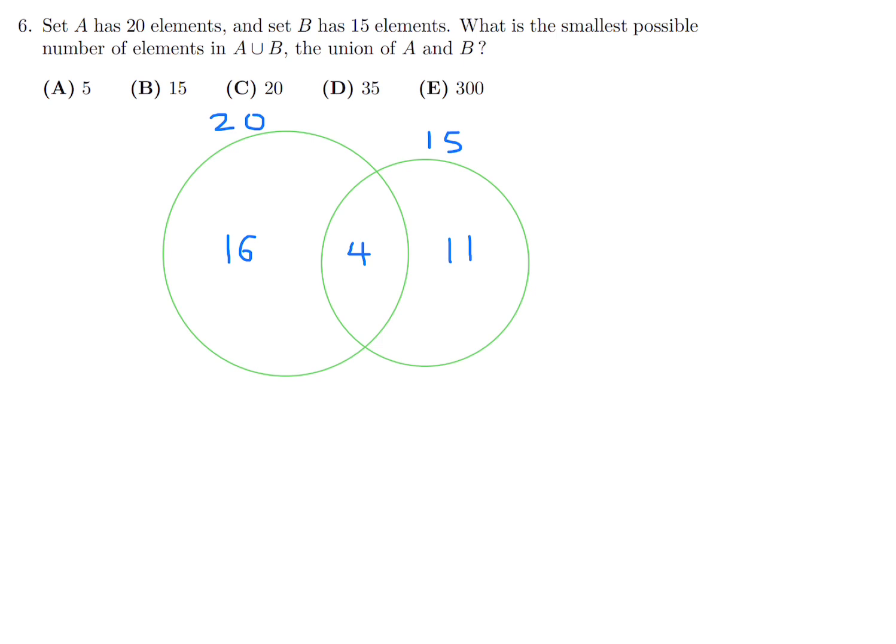So that means that everything in this circle adds up to 20, which it does. 16 and 4 is 20. Everything in this circle adds up to 15, which it does, because 4 plus 11 is 15. And if I asked you, what is the intersection? Well, what's common to both? 4. And what's the union, which is the entire thing? That would be this whole thing. And the whole thing in this case is 16 plus 4, which is 20, plus 11, which is 31. So in this case, the union is equal to 31.